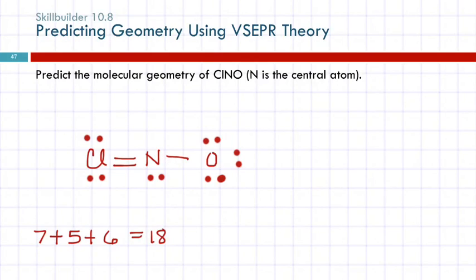I know it's kind of confusing. It's not number of electrons. It's not number of electron pairs. It's groups. So we have 3 electron groups. So I'm going to draw a picture here.